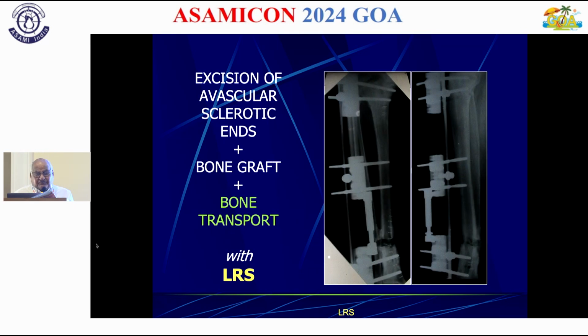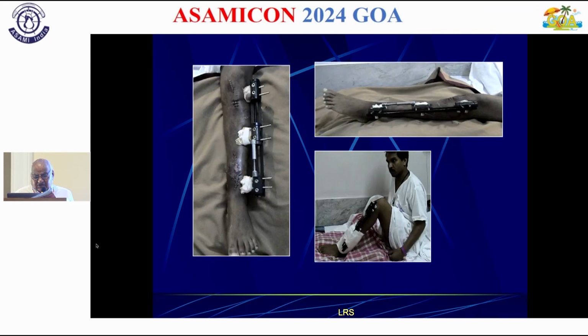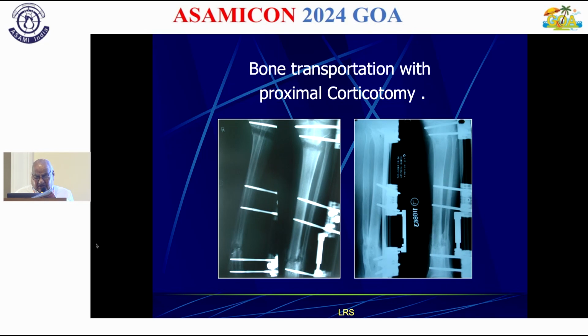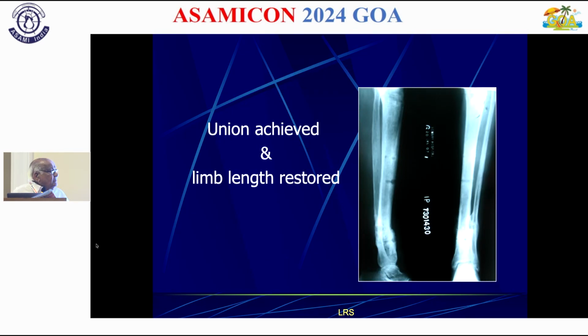So excision of the avascular sclerotic ends was the answer for that. That was done, excision of the sclerotic ends, bone graft was done, and bone transportation was done, and the fracture united. This is the clinical picture. And proximal corticotomy we have done here. And union achieved, limb length restored.